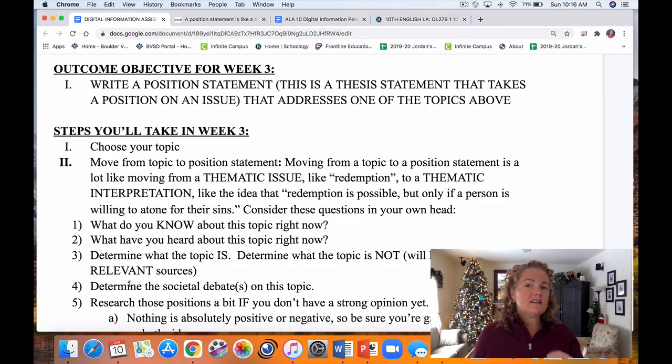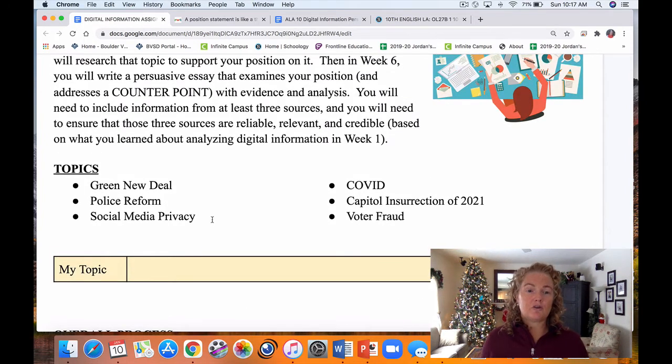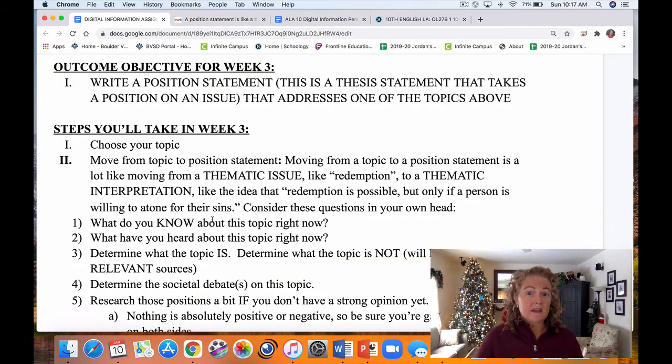All right, so for this week, again, the outcome objective, or what you've got to turn in, is just to write a position statement, which is a thesis statement that takes a position on an issue that's going to address one of those above topics. And again, your topics are the Green New Deal, police reform, social media privacy, COVID, the Capitol insurrection of 2021, and voter fraud.